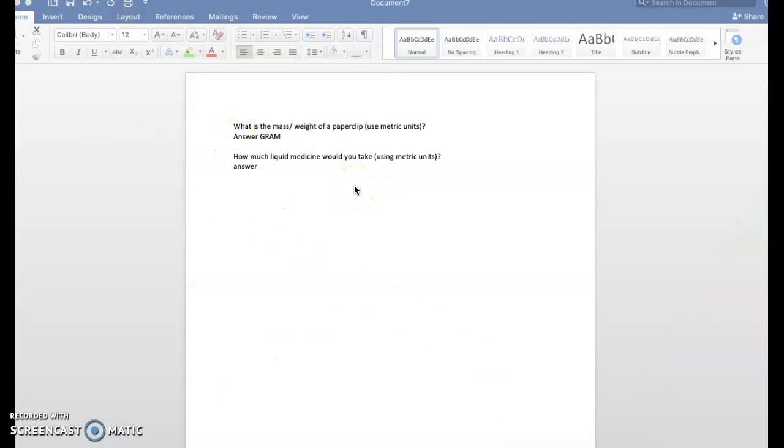I'm going to say it would be a milliliter. A tiny one, not a whole liter of soda worth of Benadryl. You would take just a milliliter. And that's how you're going to do those. You're going to just put this or this. And each one is going to be pretty similar.